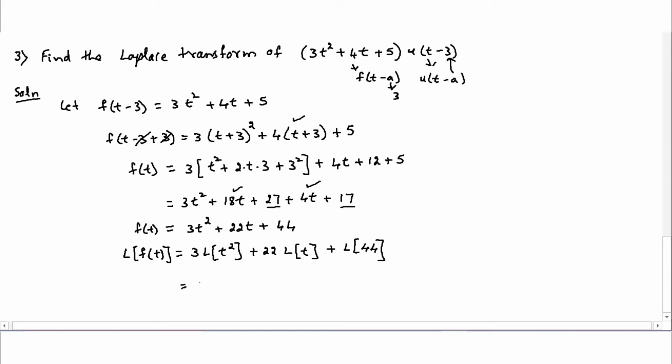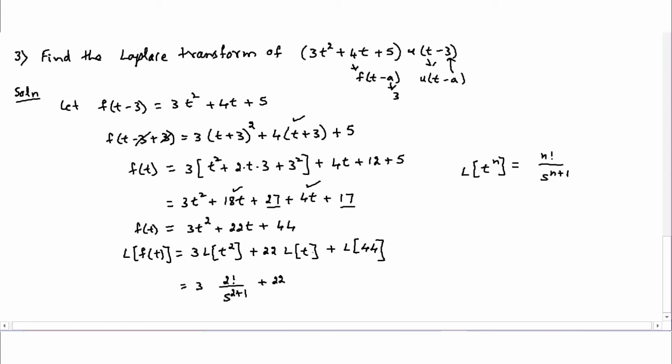Just try to apply the Laplace transform, 3 times the Laplace transform of t power n. So we know the basic formula. Laplace transform of t power n will be nothing but, if it is a whole number, you have the formula as n factorial divided by s power of n plus 1. So we'll try to use the formula. In the first case, your value of n is 2. So we'll be getting 2 factorial by s power of 2 plus 1 plus is 22.